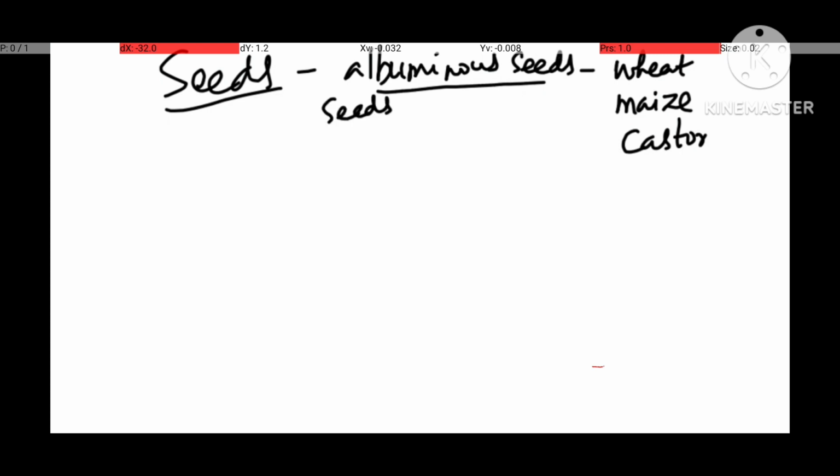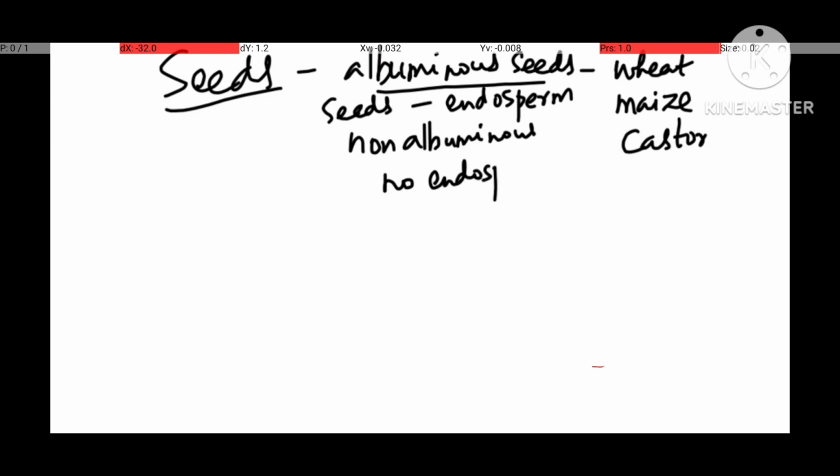Seeds which have residual endosperm. Yes, if the seeds are having endosperm, even in the mature seeds, then they are called albuminous. Opposite of that is non-albuminous. Non-albuminous means no endosperm in the mature seeds; it got used up, that's why.